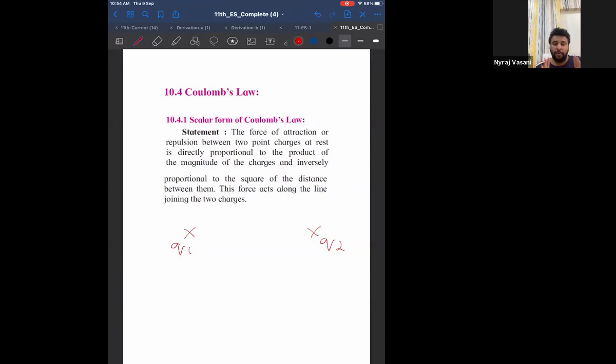Okay. So what Coulomb did was, he took two charges and he separated them by a distance r. Means there are two charges which are placed at a distance r. What Coulomb noticed was the force between the two charges was directly proportional to the product of the charges, and the force between the two charges was inversely proportional to the square of the distance. So Coulomb noticed two things, that the force between the two charges is directly proportional to something, and inversely proportional to something.